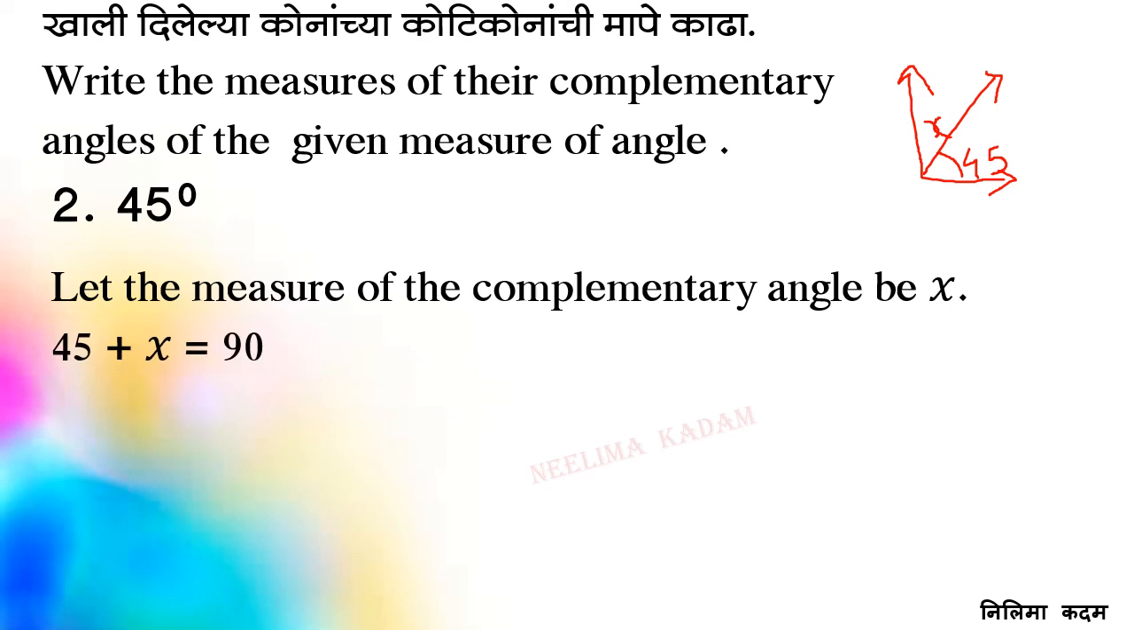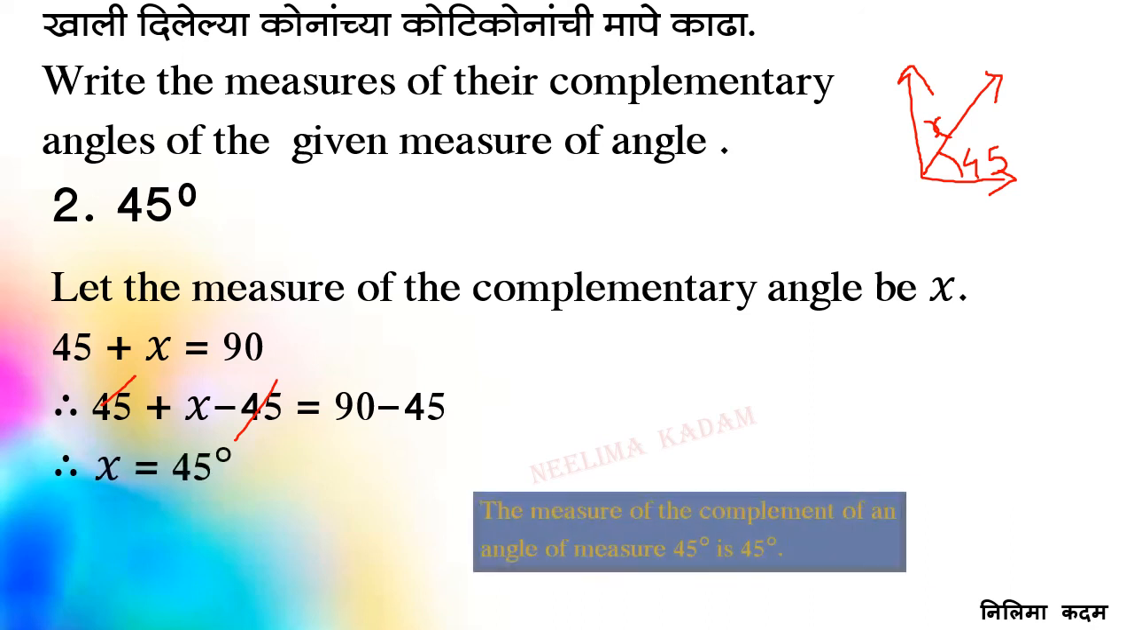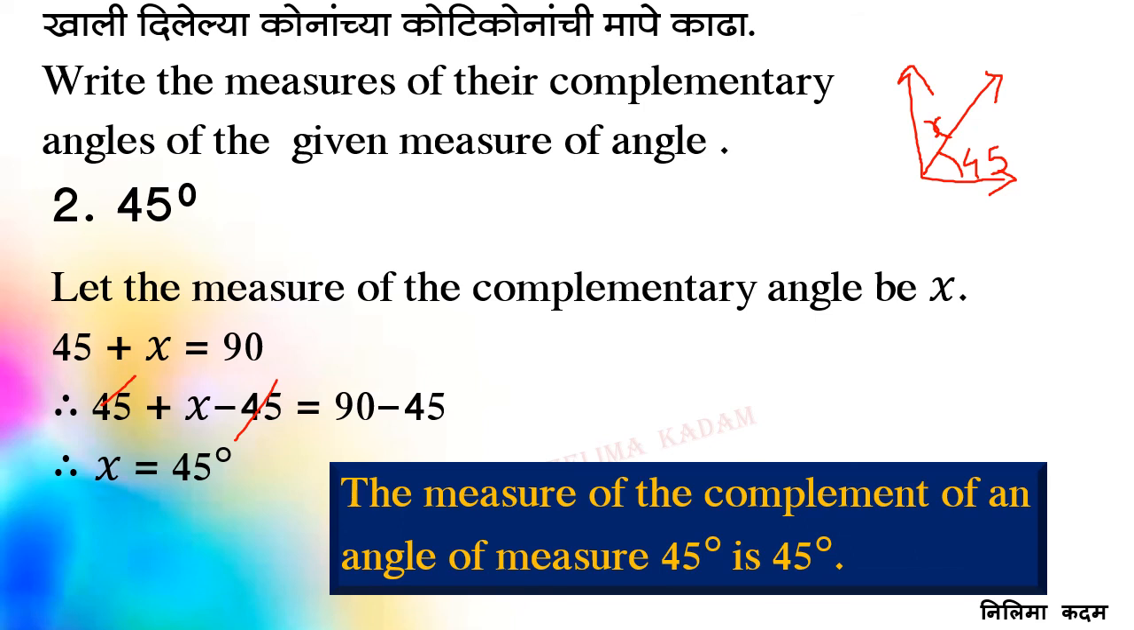Okay. Now we want to get rid of this 45. Therefore, subtracting 45 from both the sides. So 45 plus x minus 45 equals 90 minus 45. 90 minus 45 is how much? 45. Here 45 gets cancelled. Therefore, x is equal to 45 degrees. Therefore, the measure of the complement of an angle of measure 45 degrees is 45 degrees. Okay.